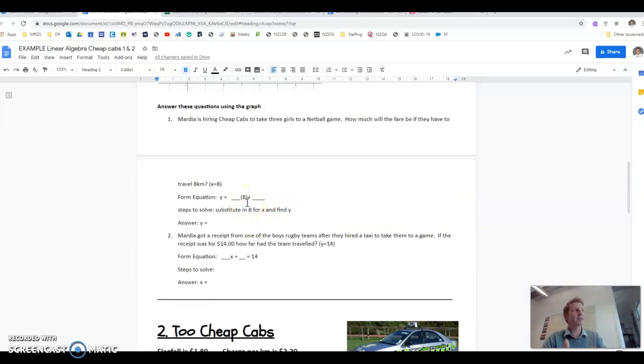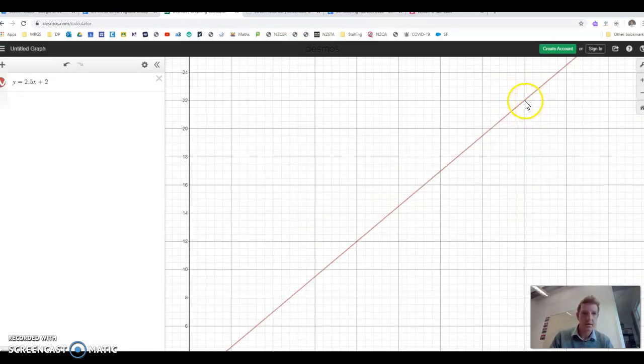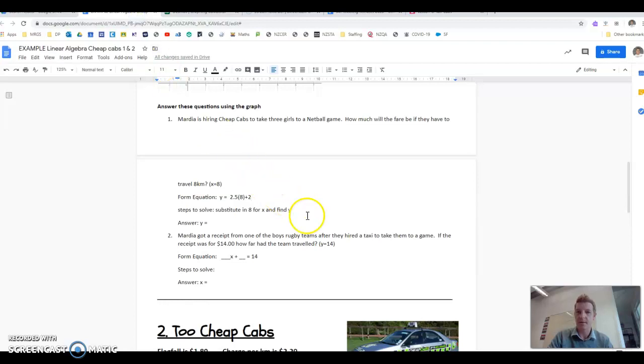The next step is then to answer a few questions based on that. So Marty is hiring Cheap Cabs to take 3 girls to a netball game. If they're going 8 kilometers, all I have to do is write out my equation. So it's 2.5 times 8 plus 2. So that should be $16, $20, $22, I think. Let me just check. I can check that here, 8. And my point here is 8 and 22. So we go up and across. And that seems right. So it's going to be y equals 22.